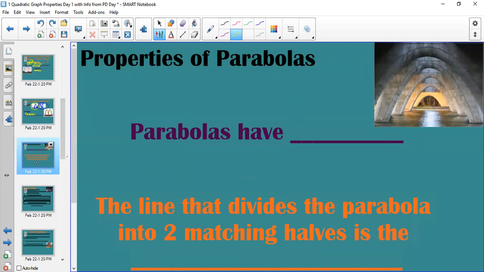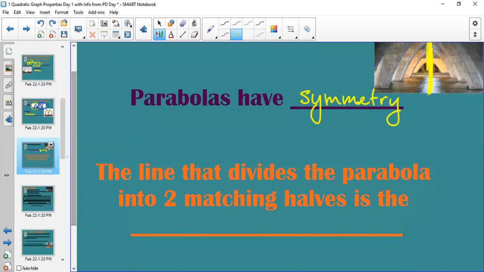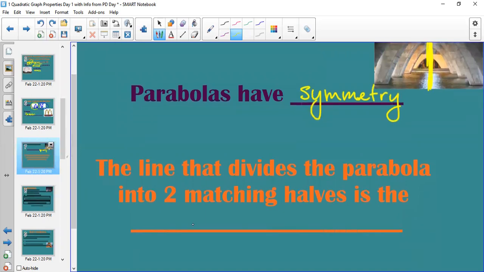Okay, now all parabolas, what's kind of cool about them is that they have what we call symmetry. In other words, the left side looks exactly like the right side. And I could even draw a line right down the middle of those U-shaped graphs, those parabolas, and fold them in half, and they would match up perfectly. That line is going to be really important, especially in the first few sections of the chapter. We call that line that divides them into the matching halves the axis of symmetry.